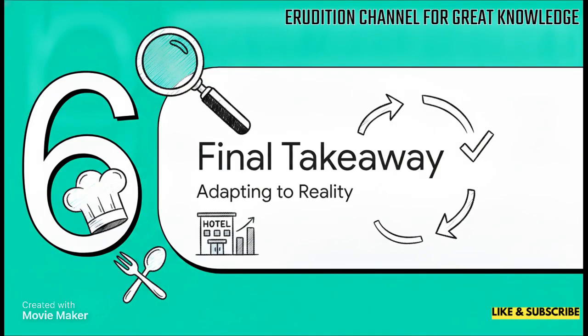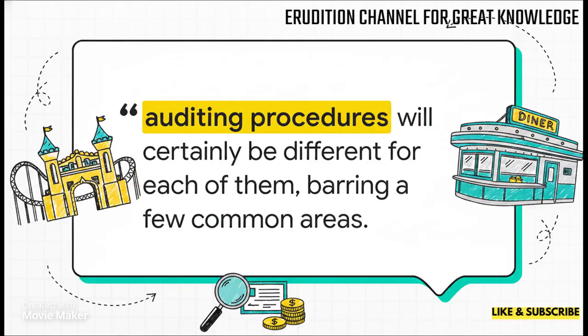Let's wrap things up with Section 6, the auditor's final takeaway. I really want you to hear this exact quote from our official source material. It says, "Since the organizations in the above categories largely differ in their business processes, auditing procedures will certainly be different for each of them, barring a few common areas." This is the ultimate lesson for any financial detective out there. The foundational rules, like checking licenses, understanding ownership, evaluating internal controls, those remain constant. But a great auditor knows that the specific procedures must relentlessly adapt to the unique business reality of each sector. You just cannot audit a theme park the exact same way you'd audit a diner.